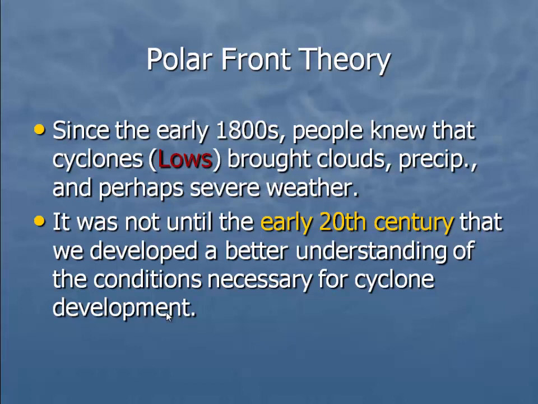Mid-latitude cyclones were developed from a theory. This theory started in the early 1800s. It was called polar front theory. We'll talk a little bit about the person who developed polar front theory, Wilhelm Bjerknes, in just a second, on the next slide. But it really wasn't until the early 20th century that we developed a better understanding of the conditions necessary for these cyclones to enhance and grow and go through life cycles and stages.